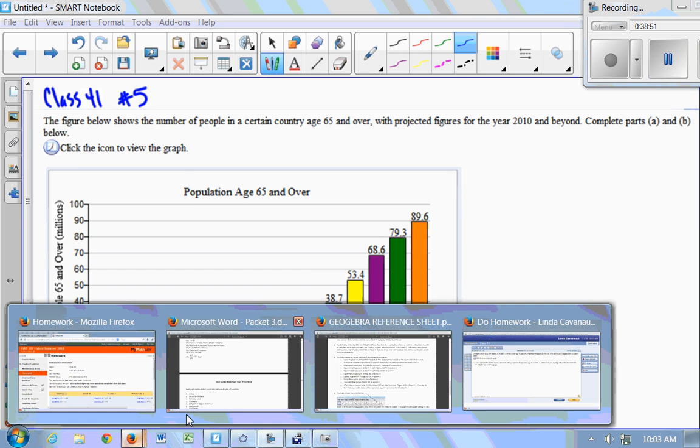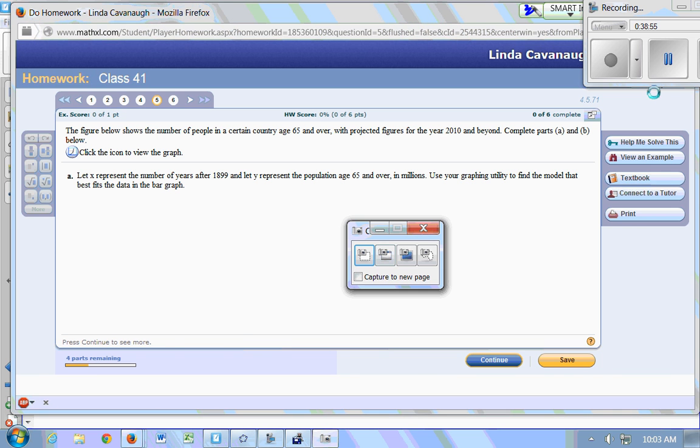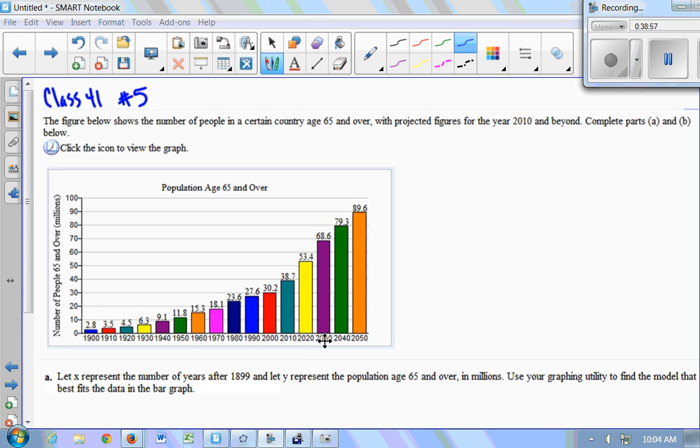All right, let's see what they asked. Okay, so first, X is supposed to represent the number of years after 1899, and Y will represent the population age 65 years and over in millions. Use your graphing utility to find the model that best fits the data in the bar graph.